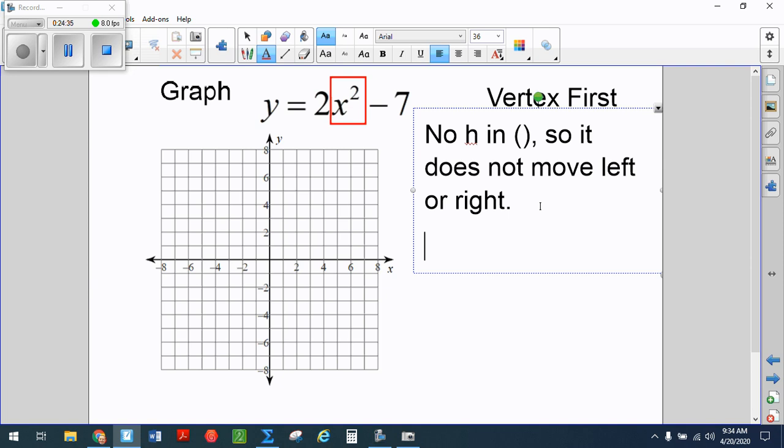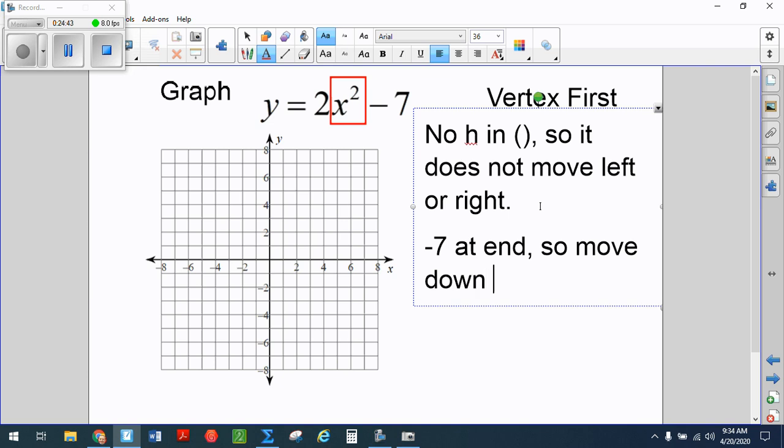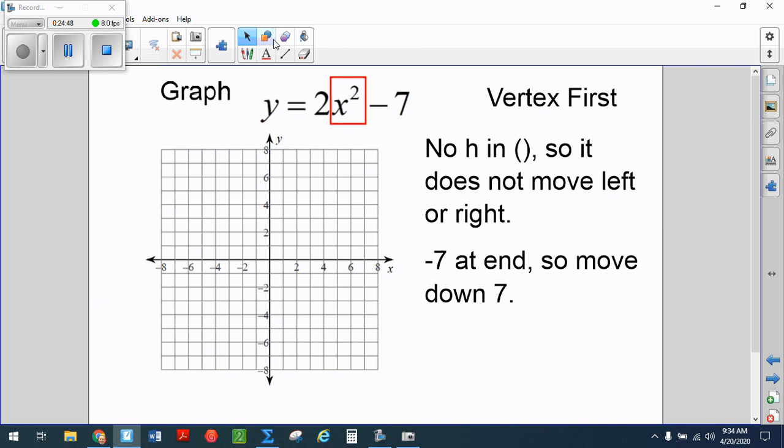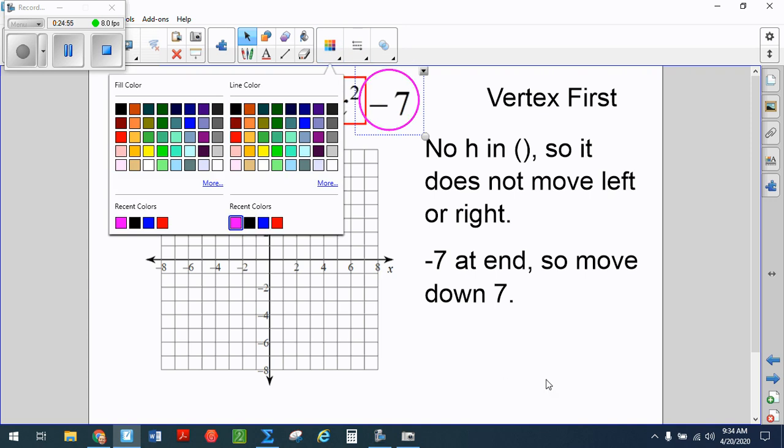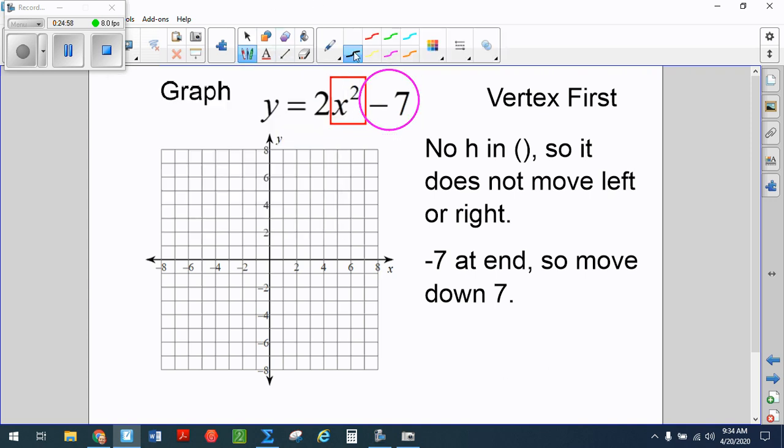We do have a -7 at the back, or at the end. So that moves it up or down. It's down 7. We had that in pink when we were looking at our numbers. So my vertex is going to, the parent function's at 0, 0, right there. But my vertex isn't there. My vertex is not going to go left or right. It's just going to go down 7. So my vertex is right there.